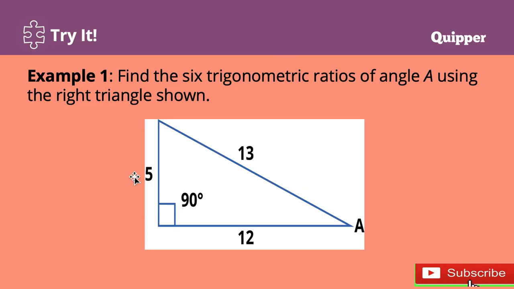Let's try some examples on how to solve for the six trigonometric ratios. First, find the six trigonometric ratios of angle A using the right triangle shown. We have angle A, meaning this is our focus or the viewpoint. It means that 5 is our opposite, 13 is the hypotenuse, and 12 is the adjacent side.